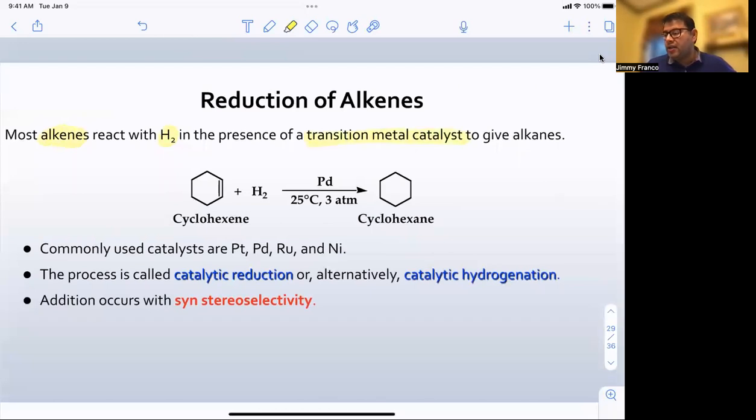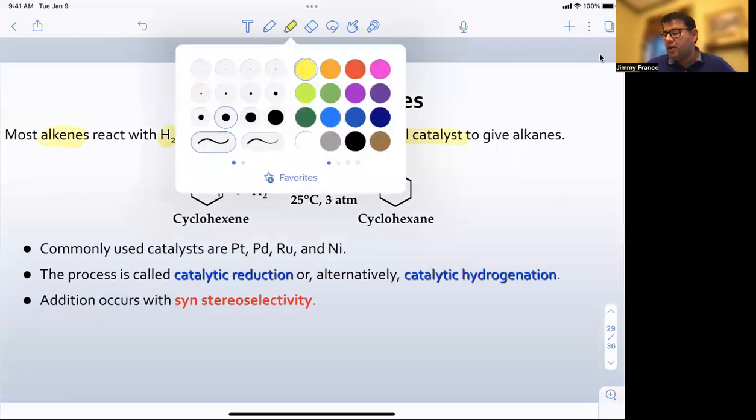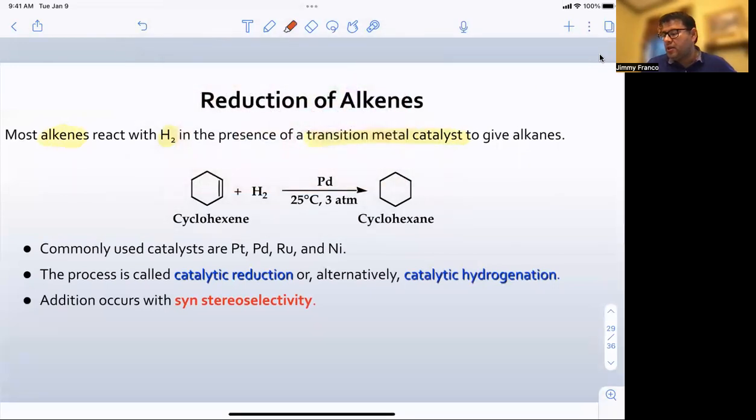And I want to highlight that. And actually, let me put that in a different color so that we can pay attention to it a little bit. It's going to be a catalyst. And so if you remember, catalysts help speed up reactions, but they don't show up in your product. And the reason I want to spend a little time on that is if it's a catalyst, it's not going to show up in your product.